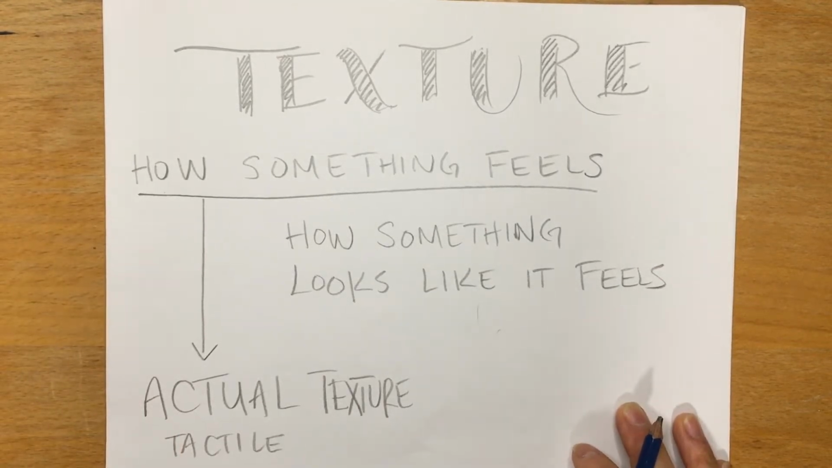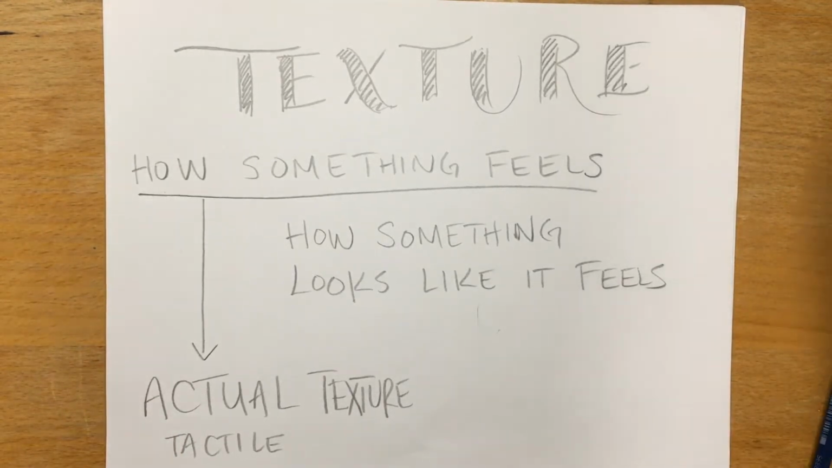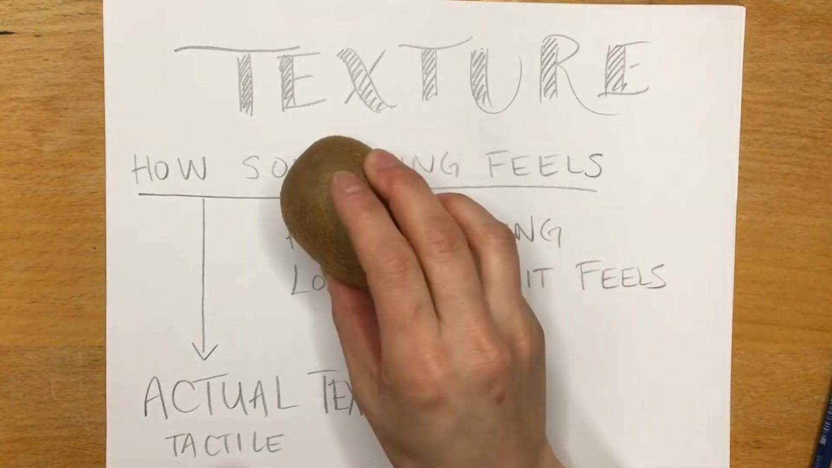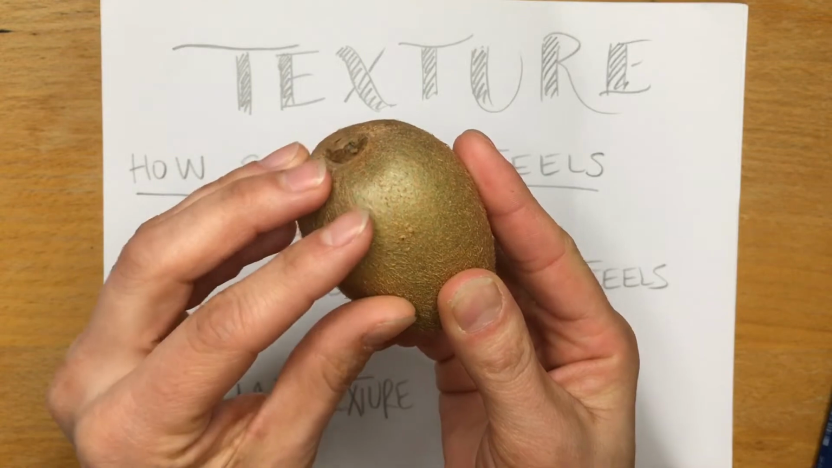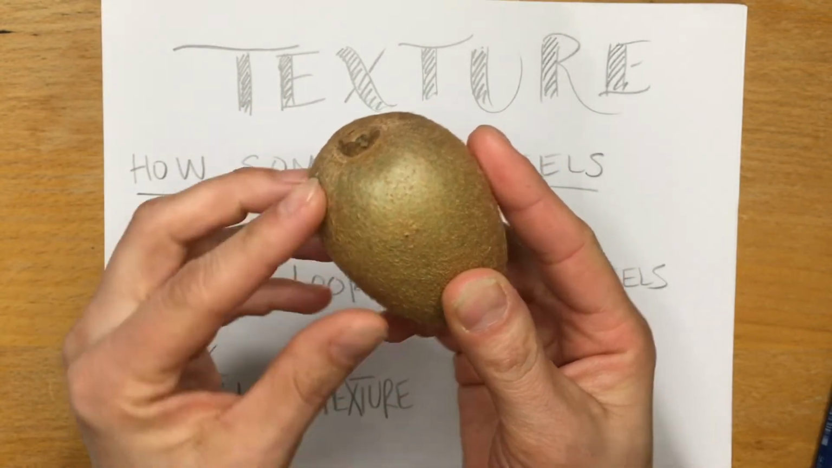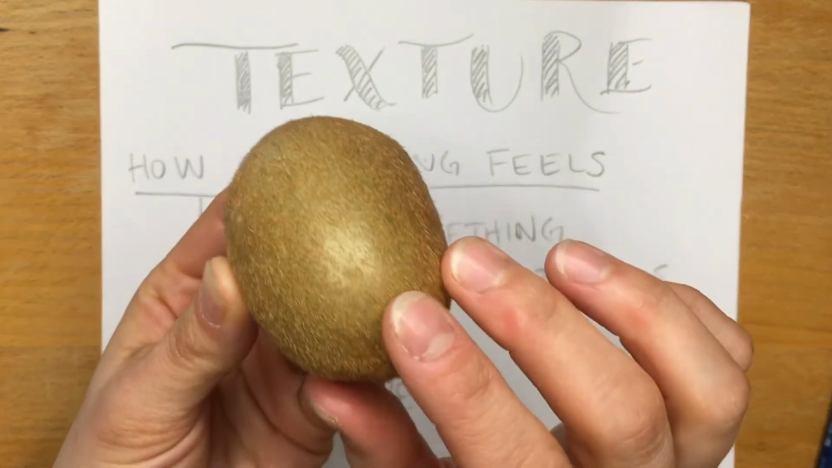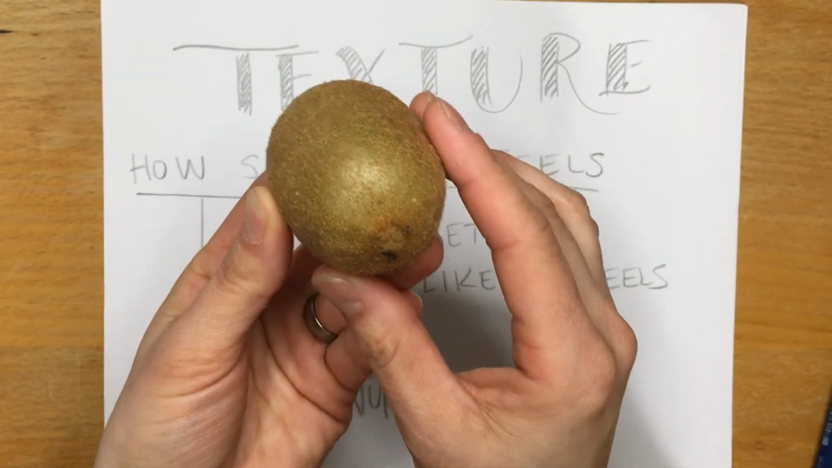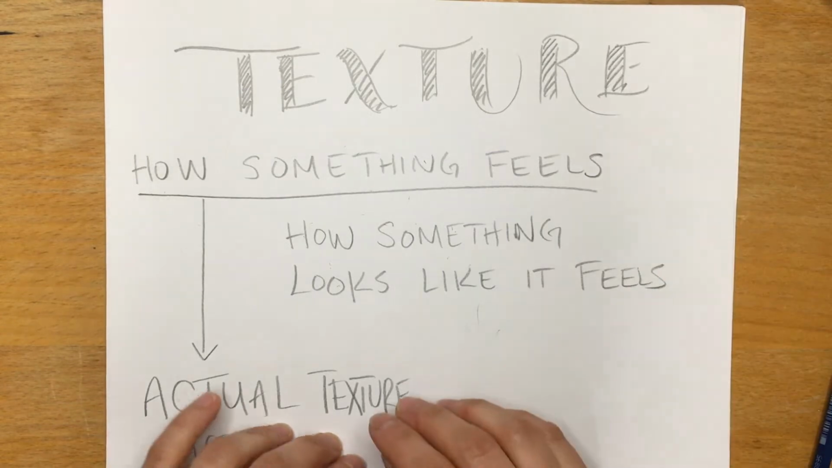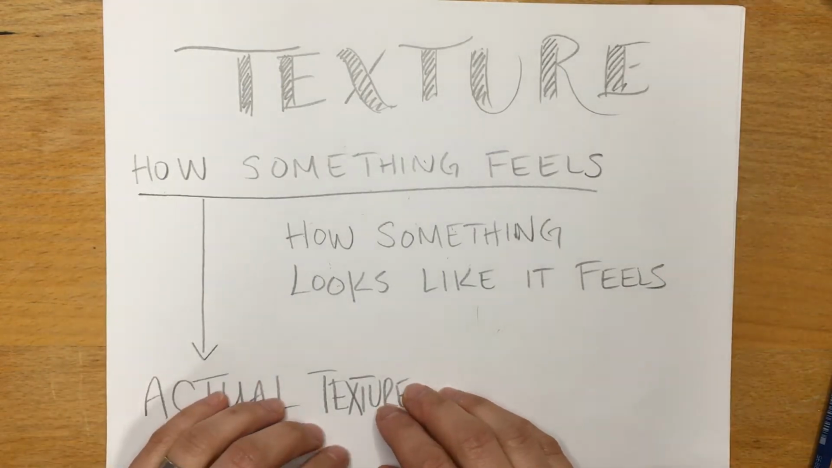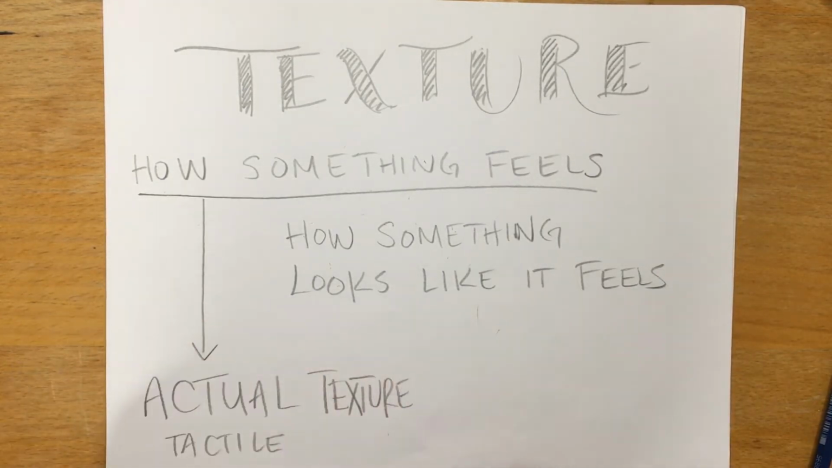This is what it would feel like to hold a kiwi in your hands. The bristly sensation of the coarse, kind of hairy kiwi skin on your fingertips. Our pounded clay pieces have actual texture because if you touched them, you would have felt the bumpy surface of the dried clay.